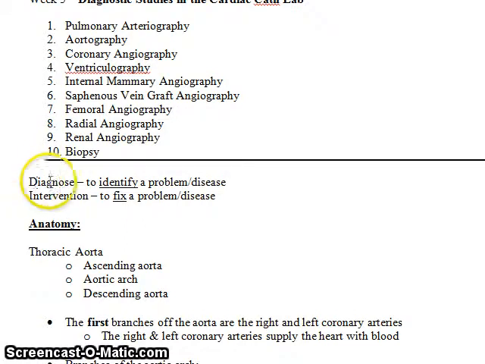First of all, to diagnose means to identify a problem or disease, and an intervention means to fix a problem or disease.